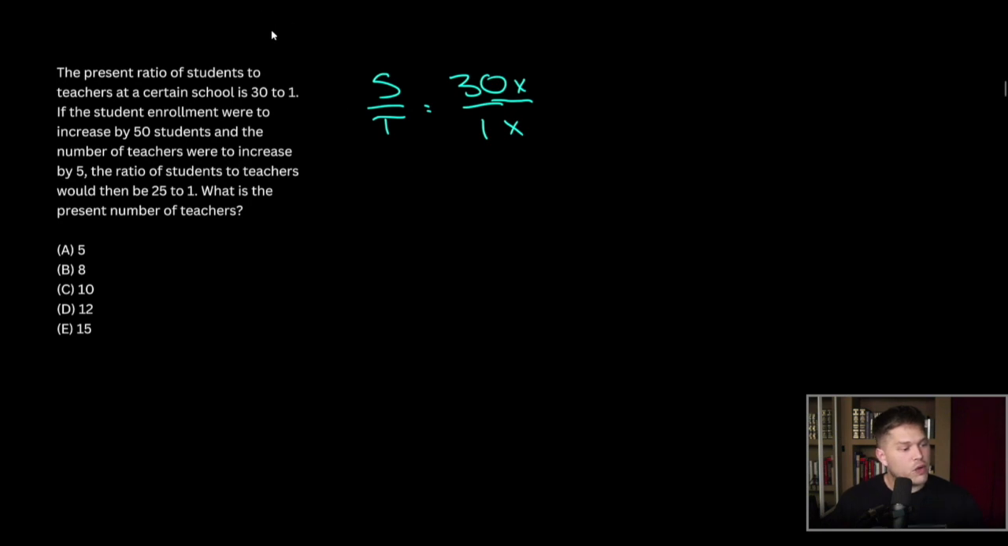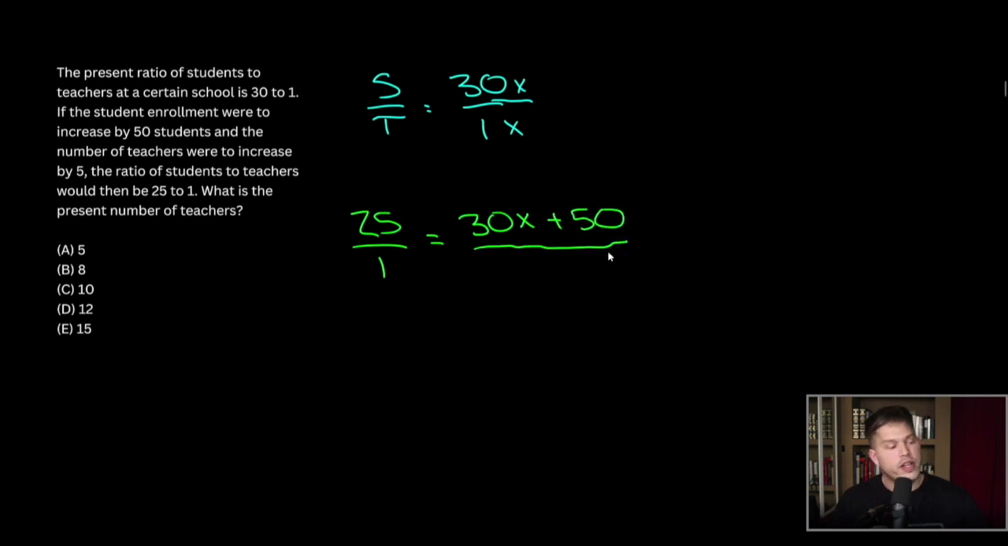We're told that our ratio changes a little bit. It changes to 25:1 whenever we increase our student population by 50. So that would be a 30x, our original, plus 50.